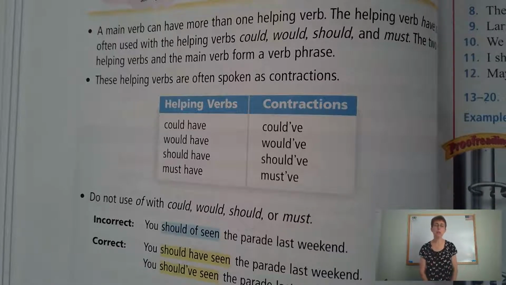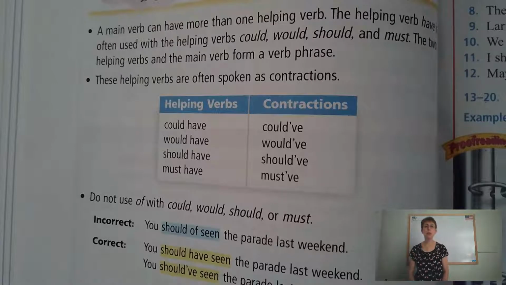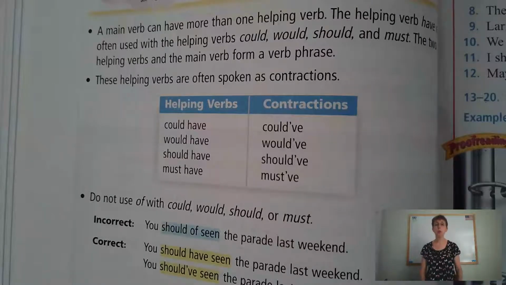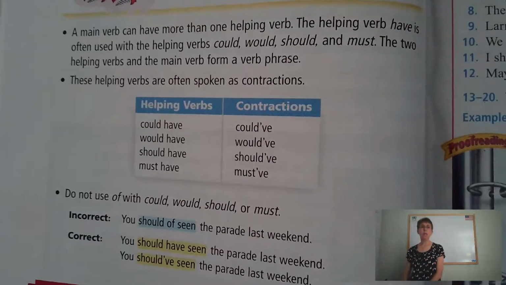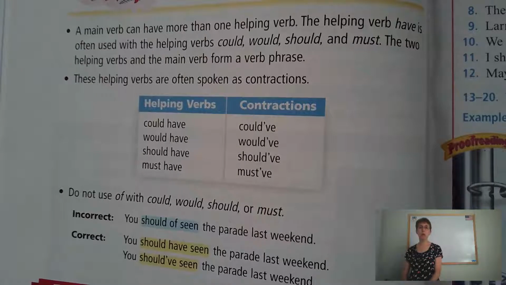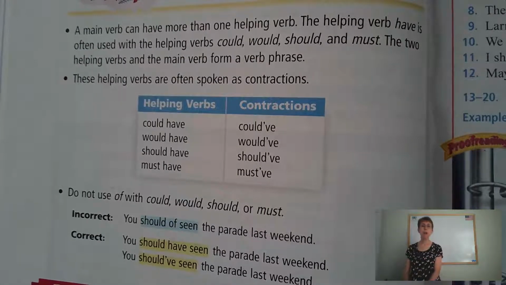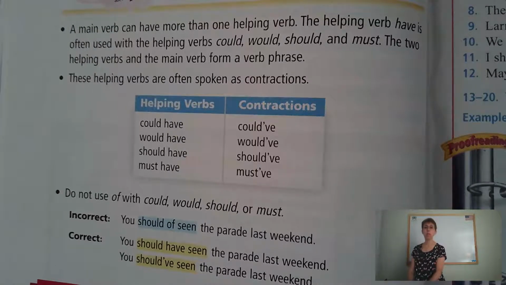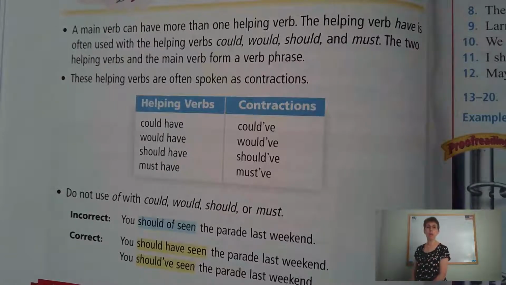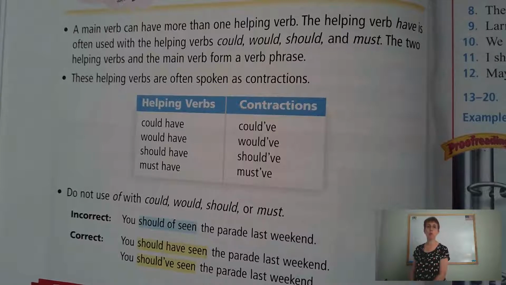We're going to begin by taking a look at grammar, page 122, verb phrases with have. Just like the other grammar skills that we've been doing, these are reviews. Okay, this is a review of verb phrases with have. Let's take a look, and it says, a main verb can have more than one helping verb. The helping verb have is often used with the helping verbs could, would, should, and must. The two helping verbs and the main verb form a verb phrase.